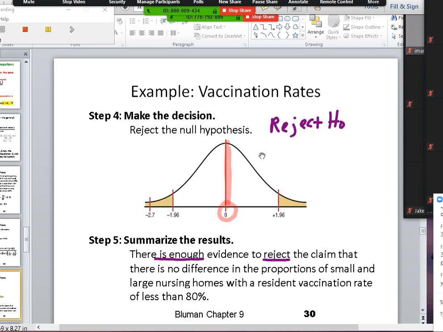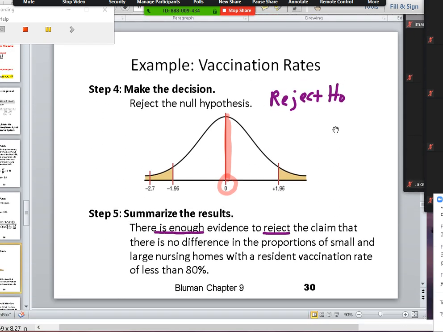So step 4, reject H naught. That's all you have to write down is reject H naught. Why? Because I got something over here. You guys take a look. H naught says that I am right here. H naught says that you are here. If I get something in this range, then sure, maybe that's true. Maybe my H naught is right here if I get something in here.